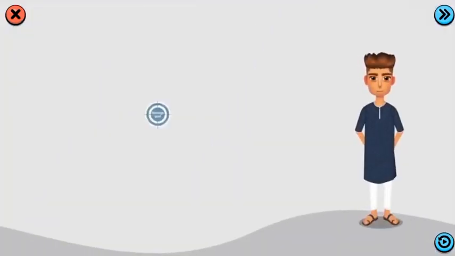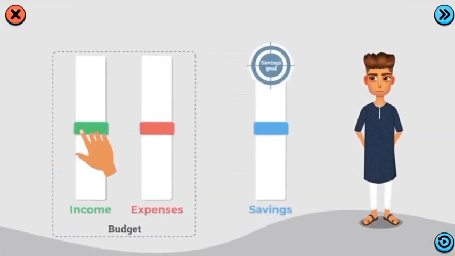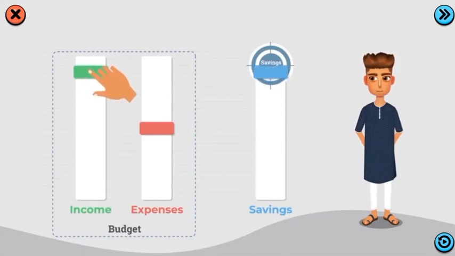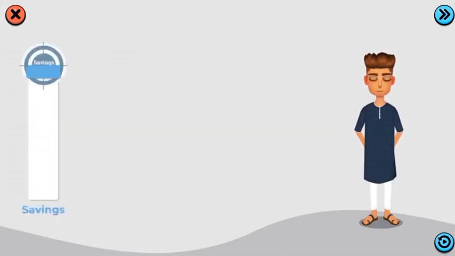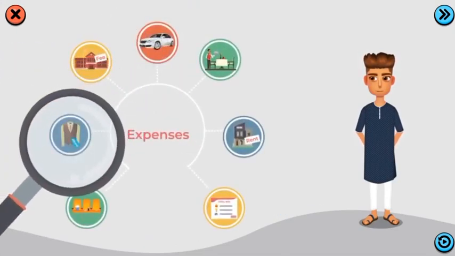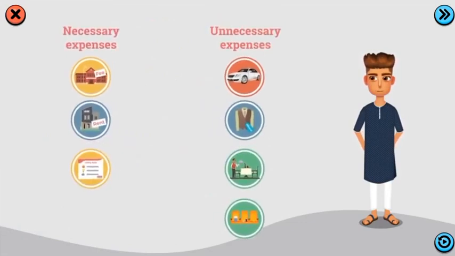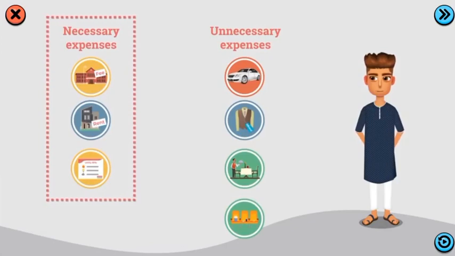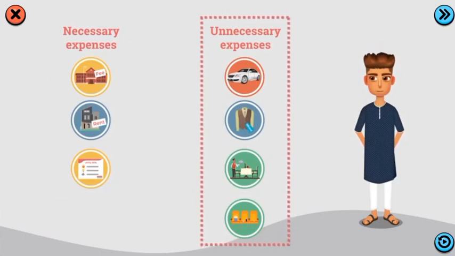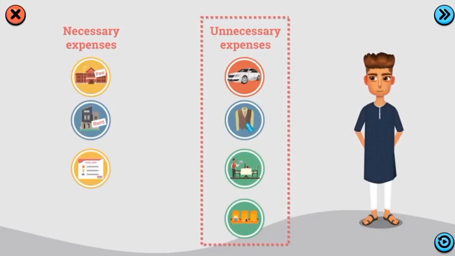To achieve your savings goal, you will need to adjust your budget. You can either try to increase your income or decrease your expenses. You should analyze your expenses first. Distinguish between your necessary expenses and your unnecessary expenses. Necessary or required expenses are costs that you must pay to survive. Unnecessary expenses are luxuries or things that you do not need but choose to spend money on.